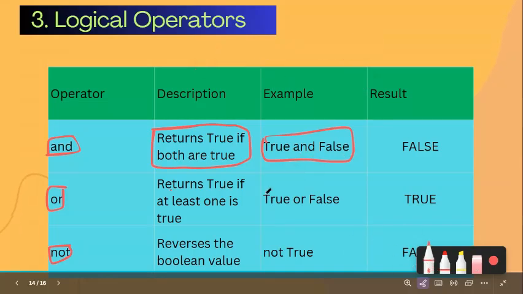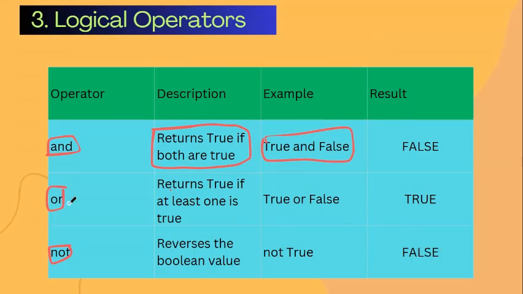I can just explain this: or returns true if at least one value is true. In this or case, we have two values. If one value is true, it will return true. And the not function reverses the boolean value. If it is false, it will return true, and if it is true, it will return false. Not true.